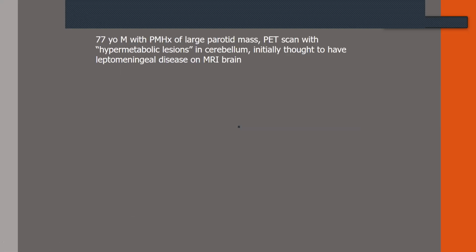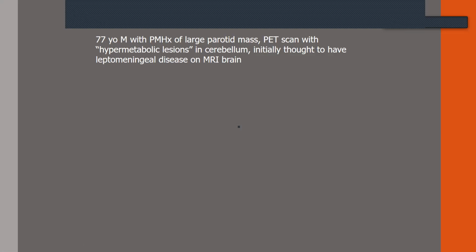And I think this is the last case for this series. We haven't completely treated this guy yet, I don't think, but this is also a way a dural AV fistula can mimic another disease process. So this is a 77-year-old who initially had a large left parotid mass, and he also concurrently had PET positive lesions in the cerebellum, and they had initially preemptively diagnosed him with metastatic disease and leptomeningeal spread.